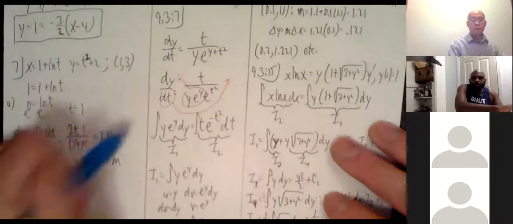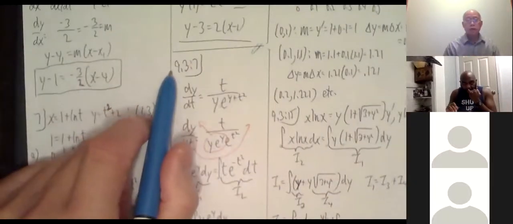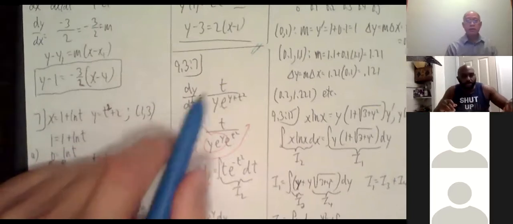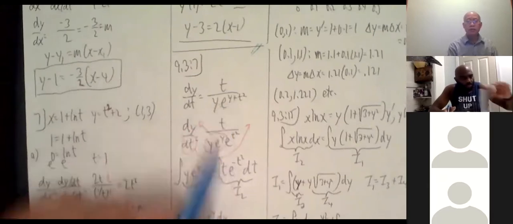He was asked for 9.3, number 7. Okay, so 9.3, number 7, or my number 7 again. dy dt is equal to t over y e to the y plus t squared.